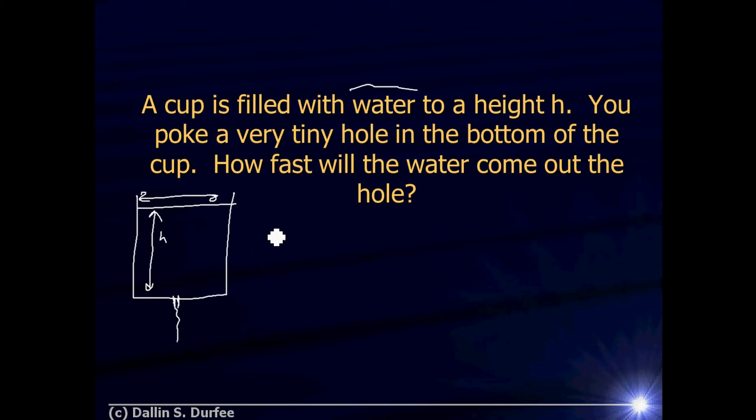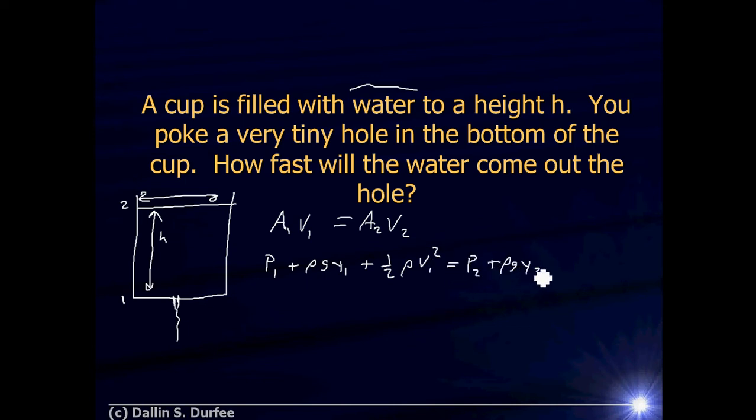The first equation we're going to use is the continuity equation. A1 V1 is equal to A2 V2. So let's let this be 1 down here and 2 up here. And then we've got Bernoulli's equation. Pressure 1 plus rho g y1 plus 1/2 rho v1 squared is equal to pressure 2 plus rho g y2 plus 1/2 rho v2 squared.